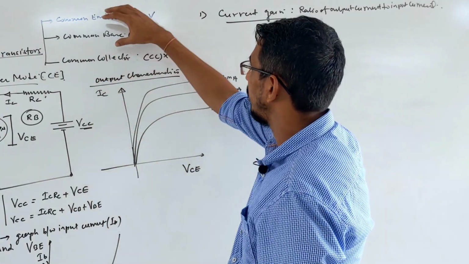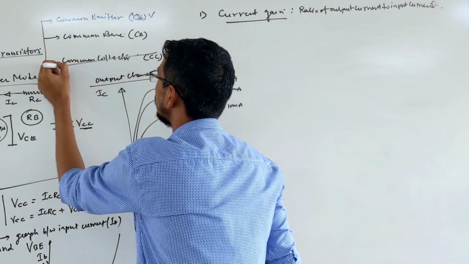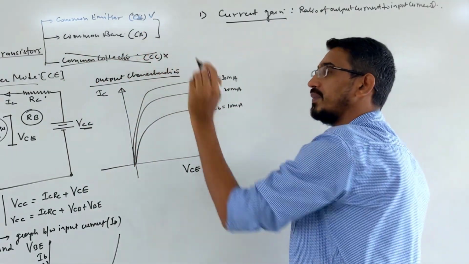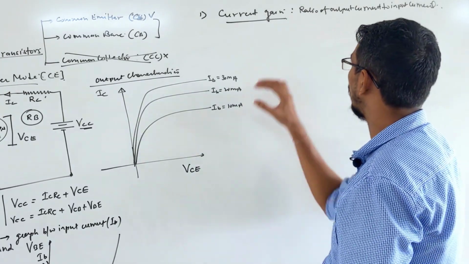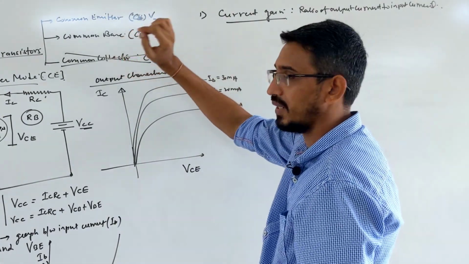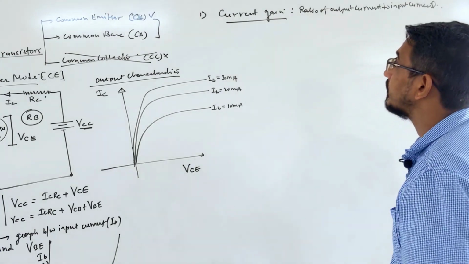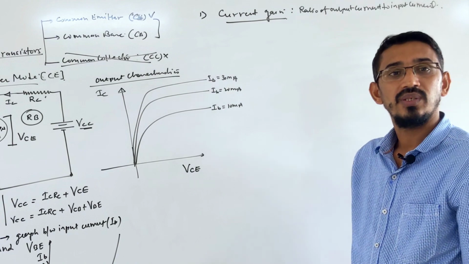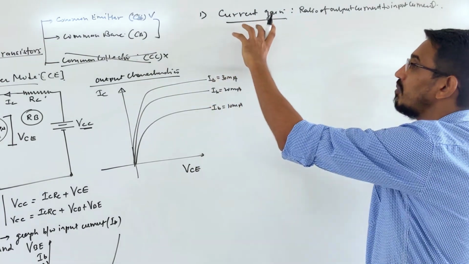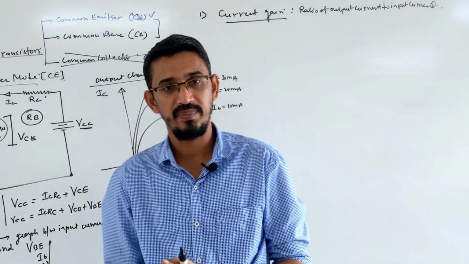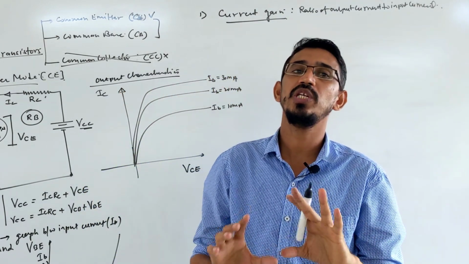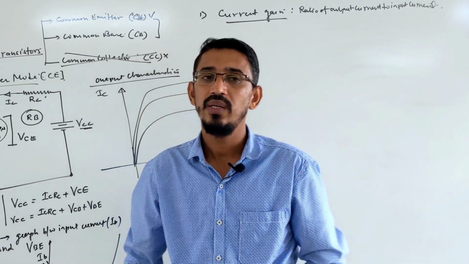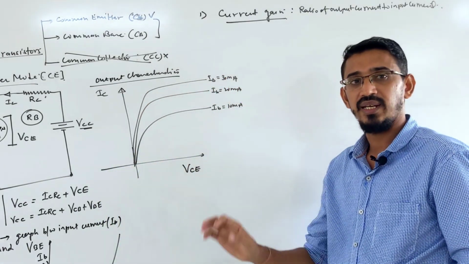Depending upon the configurations, this configuration will not be used; only common base and common emitter will be used. So we'll talk about all this numerical only for these two. Current gain means ratio of the output current to input current. Again, this current can be AC current or DC current. If AC current, then you talk about change in output current by change in input current, that's your current gain. DC current means directly output by input.